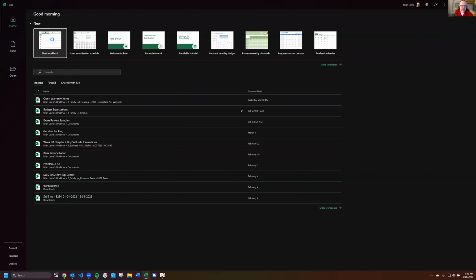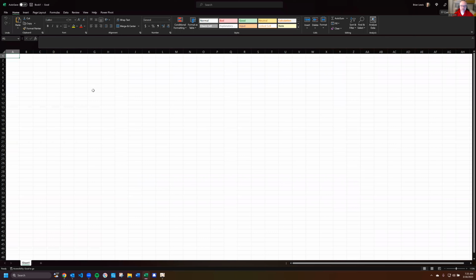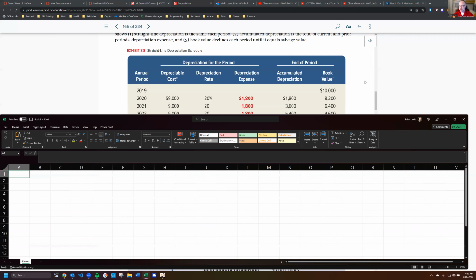So if I pull up an Excel file, let's look at what they have here, right? You usually have a year, you have a depreciable cost. I don't like to do it this way. So you have your cost, you have your salvage value, you have your useful life, right?